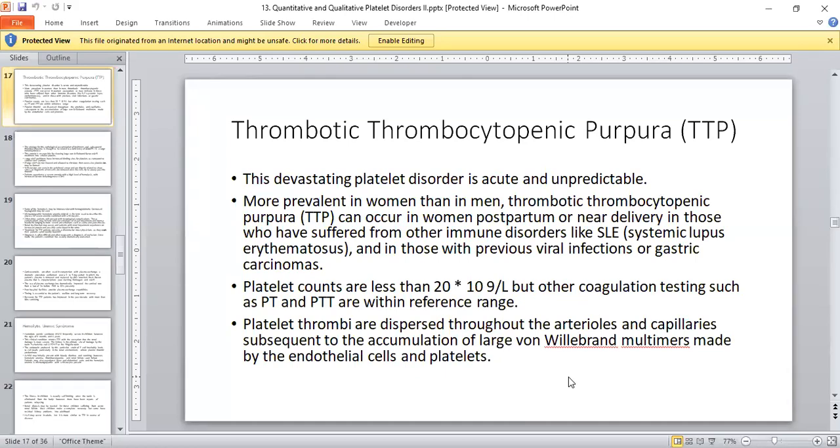So all the factors are present. You can't really tell whether the problem is in the intrinsic or extrinsic pathway. You can't tell, it's just a problem with the platelets themselves. Platelet thrombi are dispersed throughout the arterioles and capillaries subsequent to the accumulation of large von Willebrand multimers made by the endothelial cells and platelets.